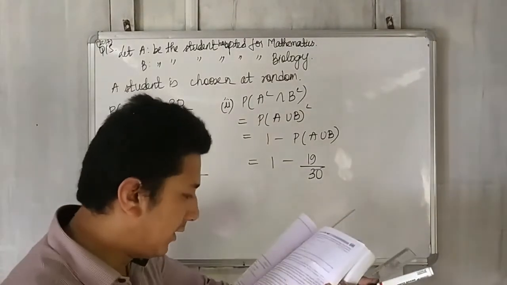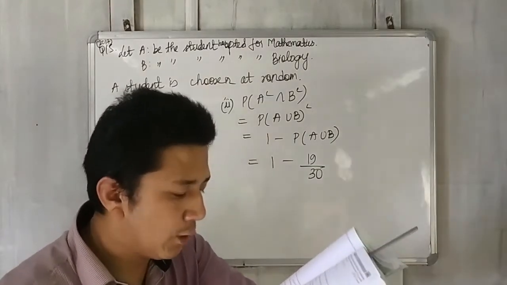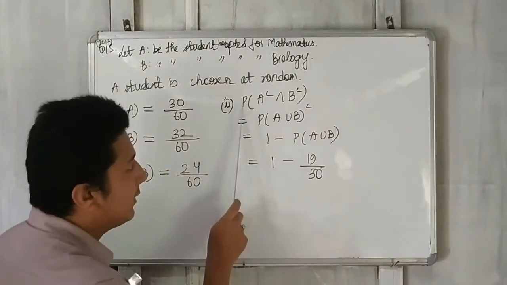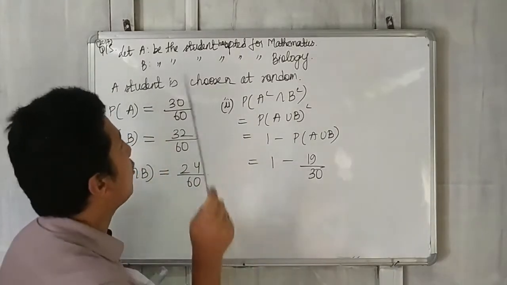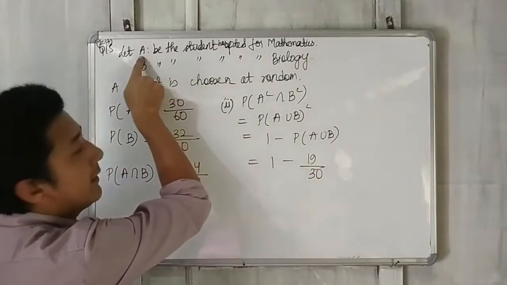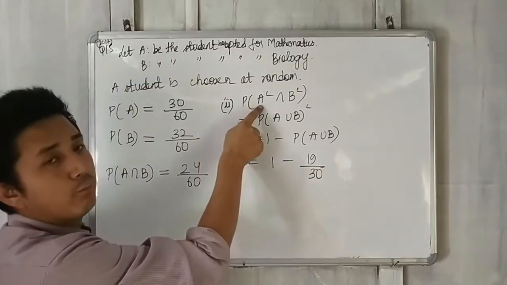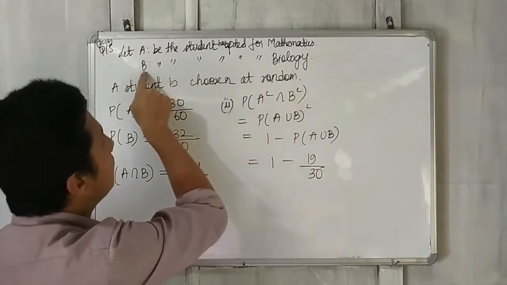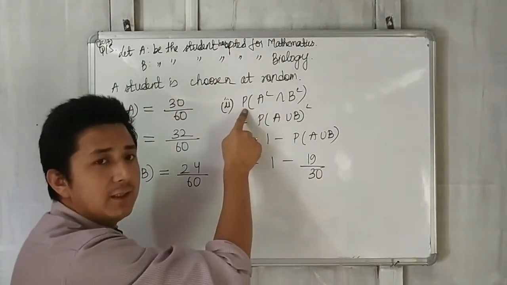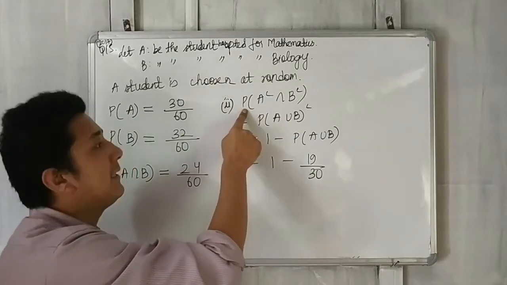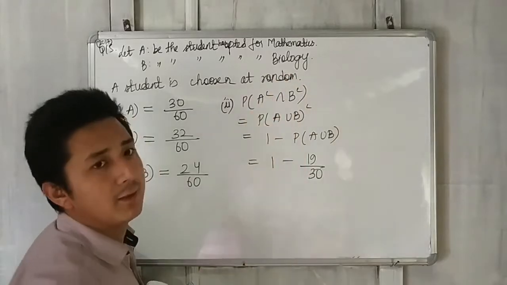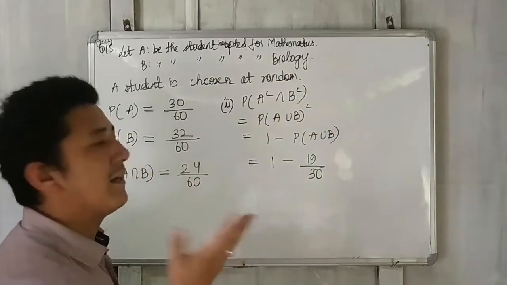Find the probability that the student has opted neither maths nor bio. So find the probability that this chosen student has opted neither maths. If he's taken maths, it is A. If he's not taken maths, A complement. If he's taken bio, B, not taken, B complement. So we need to find the probability that the chosen student has taken neither maths nor bio, meaning A complement intersection B complement. Maths also no, bio also no.